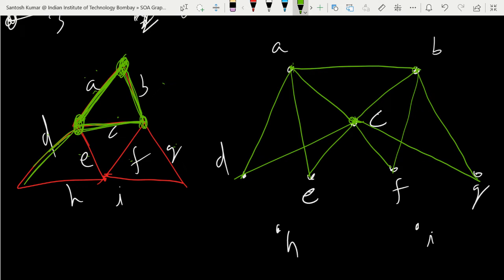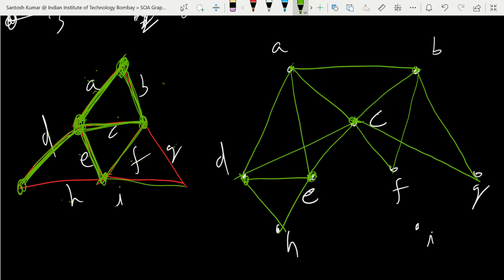Now come to D. So D is sharing vertices with A, C, E, H. Okay, A, C, E, H. And now E is sharing vertices with A, C, D, H, I, F. So E is sharing with A, C, D, H, I, F.